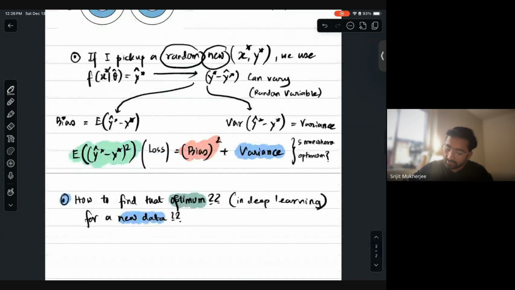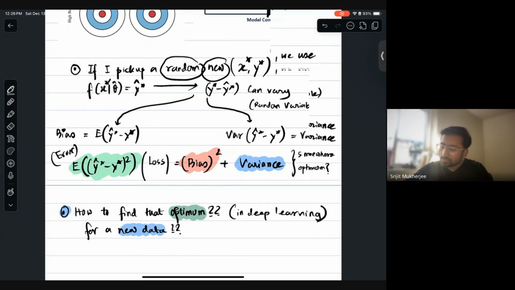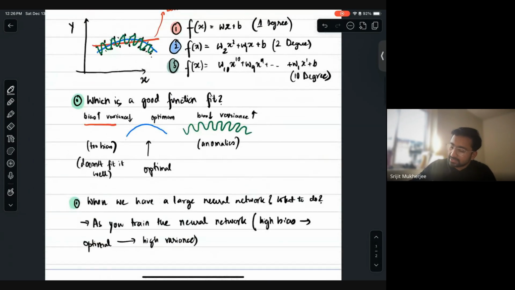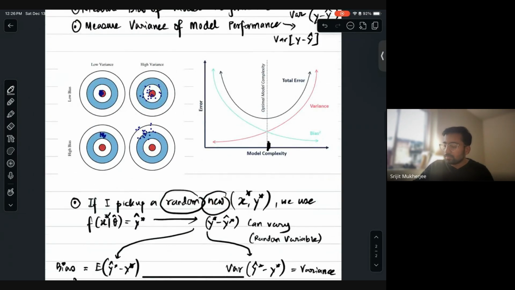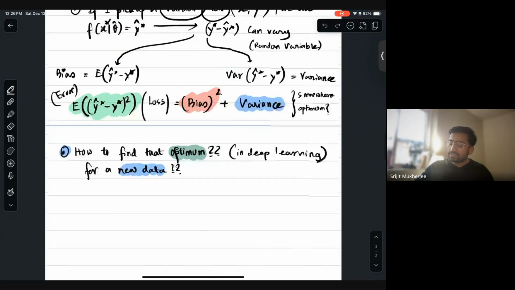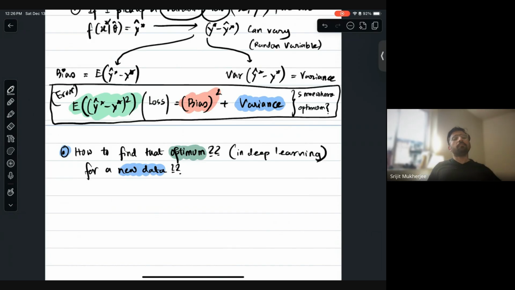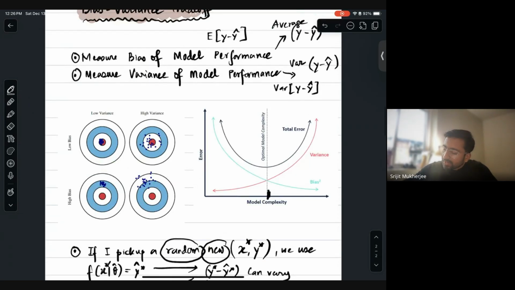So this is error, okay? So you can see as model complexity is increasing, the bias becomes low, bias square, and the variance becomes high. So somewhere when you add them together because of this theorem, there is an optimum. And that optimum is what we want to find. Golden spot.